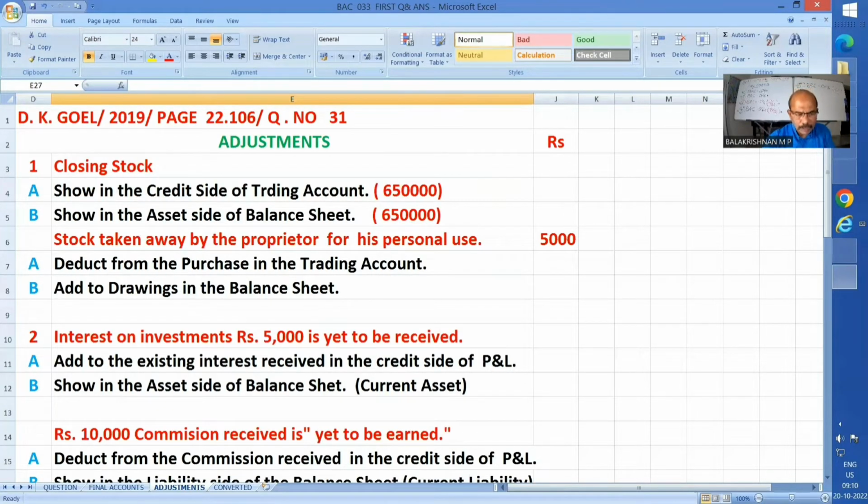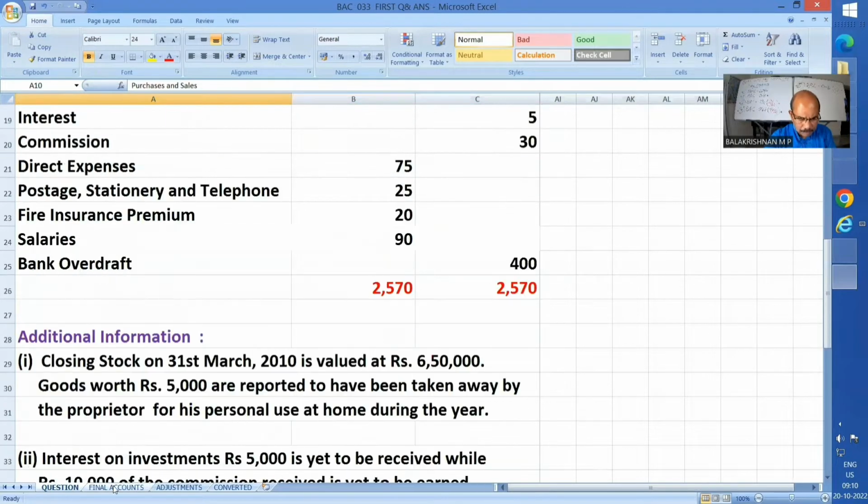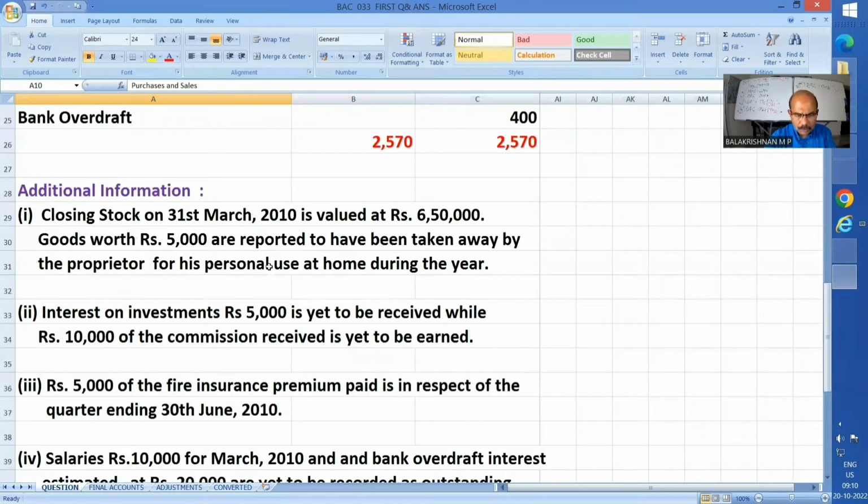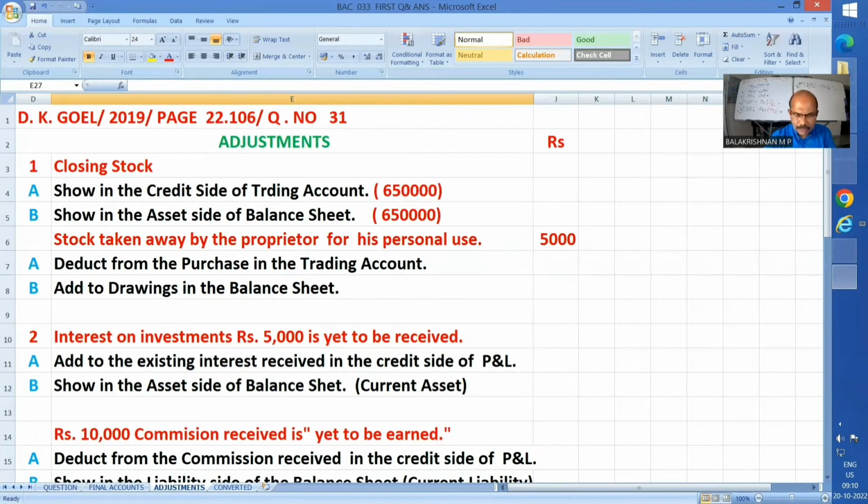Number 1, closing stock. A number of times I explained, show in the credit side of the trading account and show in the asset side of the balance sheet. And it has got another annexure also. Goods worth rupees 5,000 are reported to have been taken away by the proprietor for his personal use at home during the year. Well, students, whatever the language used, the content is stock taken away by the proprietor for his personal use, 5,000. Deduct from the purchases in the trading account. Add to the drawings in the balance sheet.